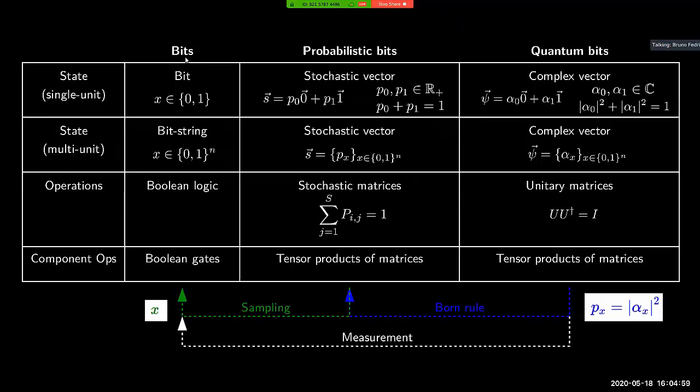I will start by saying that a classical bit is just 0 or 1. A stochastic vector, what we call a probabilistic bit, is a superposition of 0 and 1, but not like in the quantum domain. With a stochastic vector, the coefficients in the superposition that I call P0 and P1 are positive real numbers. This is the main difference with the quantum domain. In the quantum domain, the coefficients in the superposition can be complex numbers. And because those numbers can be complex, the coefficients can be negative, which is not the case in the classical domain.